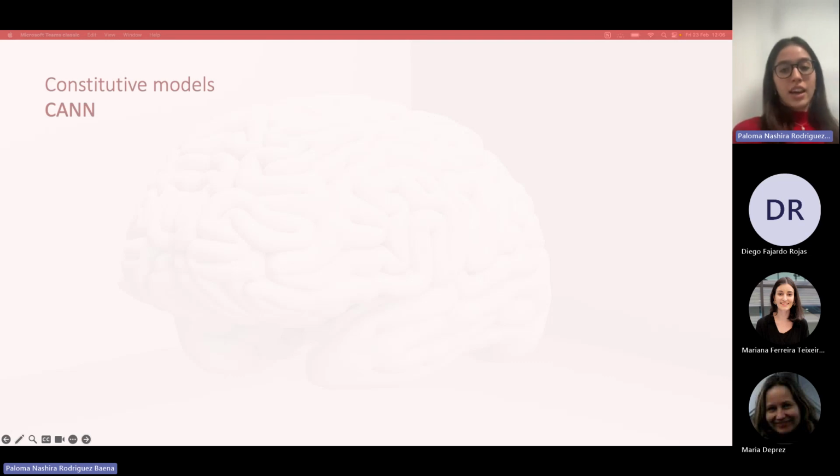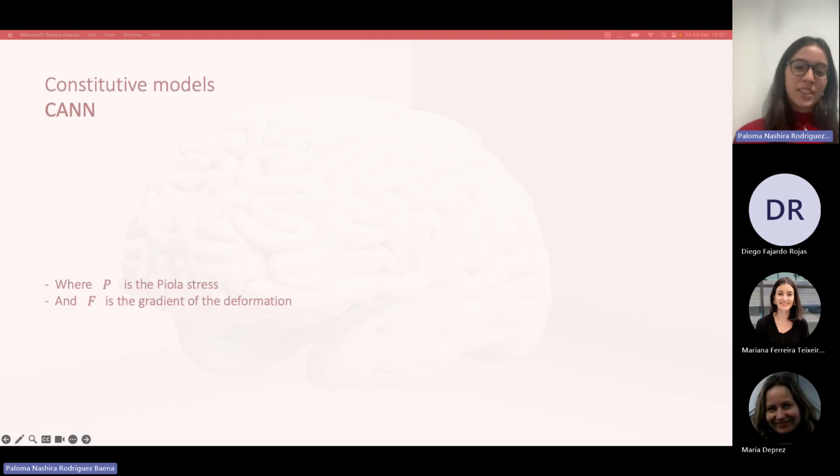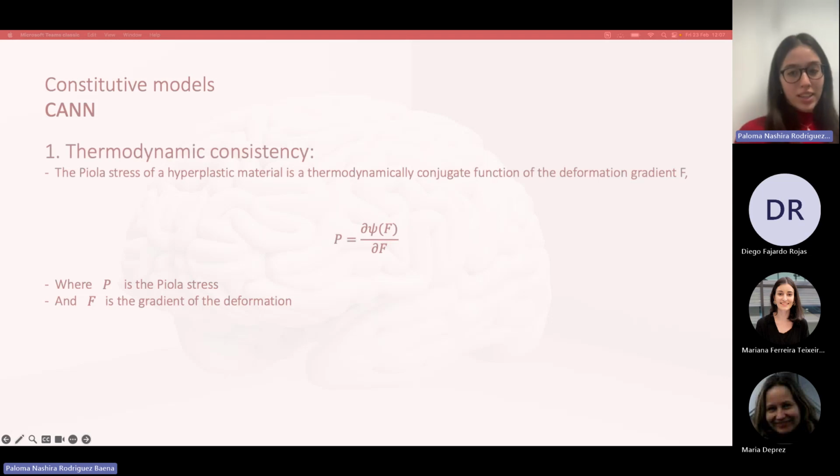Firstly, the CANN considers that in solid mechanics, the constitutive equation defines the relationship between a stress measure and a deformation measure. Here we can use the first Piola-Kirchhoff stress P and the deformation gradient tensor F. And so the first step in this method is to ensure thermodynamic consistency. This implies that the stress of a hyperelastic material is a thermodynamically conjugate function of the deformation gradient. Therefore, the network can ensure thermodynamic consistency by learning the free energy function as its output from the deformation tensor F and calculating the stress in a post-processing step.